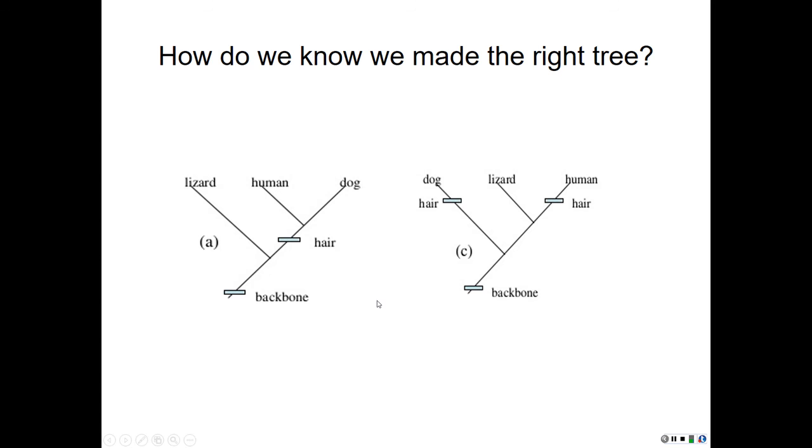So looking at this example, this tree, tree A, is more parsimonious, right? The way we've grouped this, a backbone arises, and then we have hair arising once, uniting humans and dogs in a clade. If we separate out our clades differently, if we try to put lizards and humans together and dogs off separately, well, then we have to have hair arising twice, once in dogs and once in humans. And we know sometimes this does happen, but it's a less parsimonious explanation. So we'll also practice with this in lab.